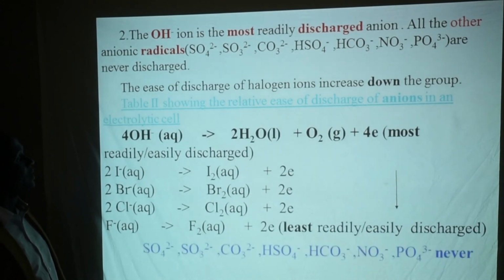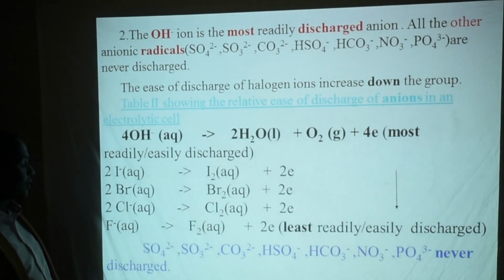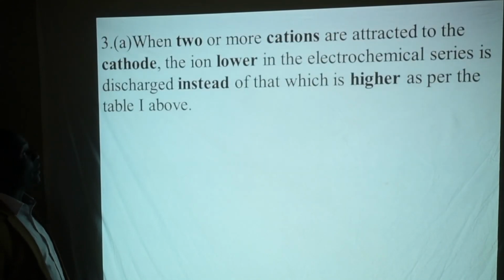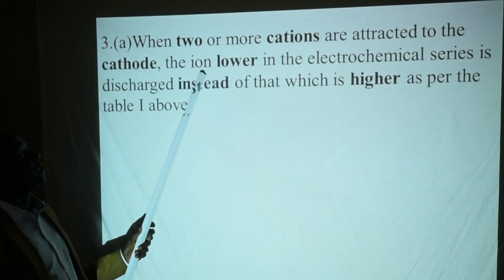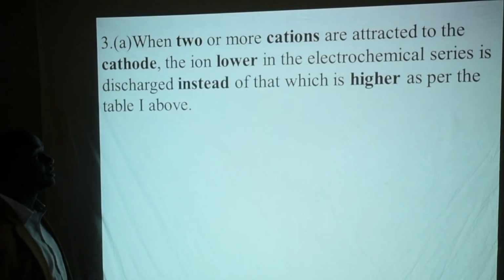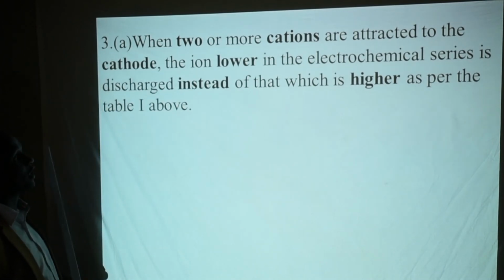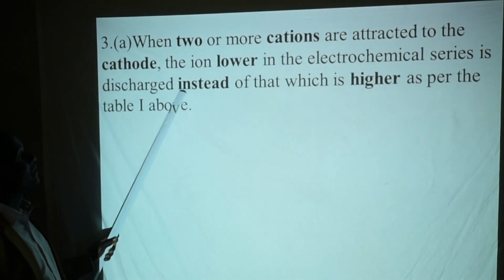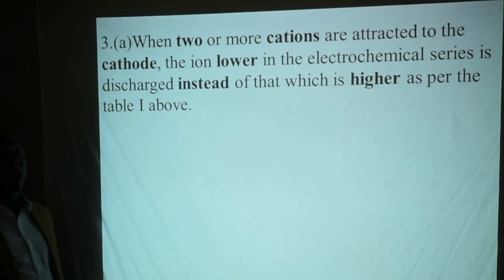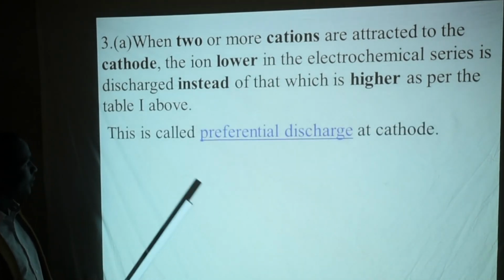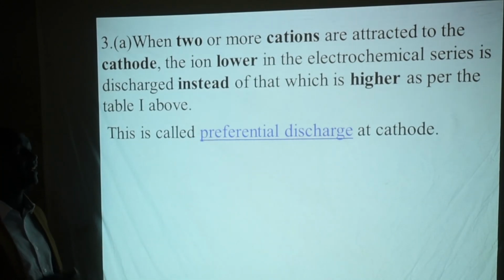Now we are saying that sulfide, carbonates, hydrogen sulfate, hydrogen carbonate, nitrate, and phosphate are never discharged. That's what we have said. So when two or more cations are attracted to a cathode, the ion lower in the electrochemical series is discharged, instead of the one which is higher, as per table 1 above. We have table 1 and we have table 2. Now this is called preferential discharge at the cathode.